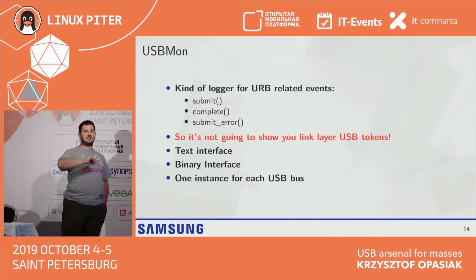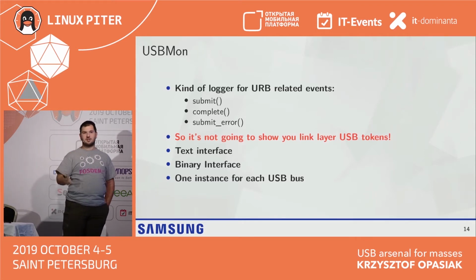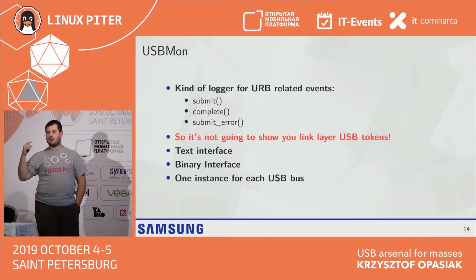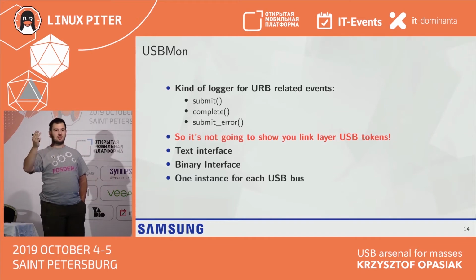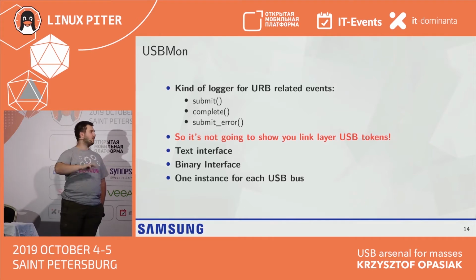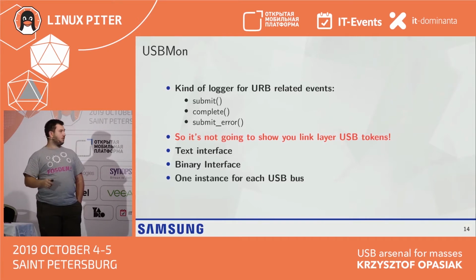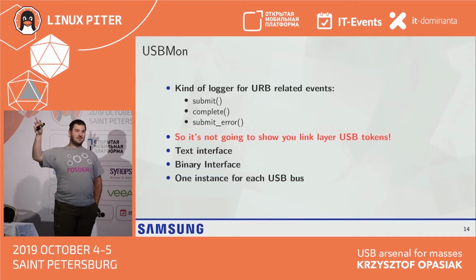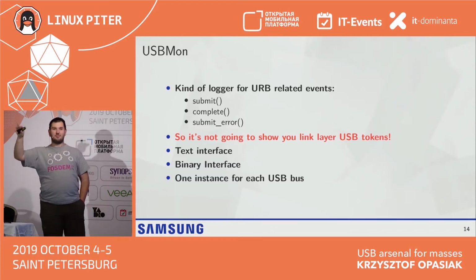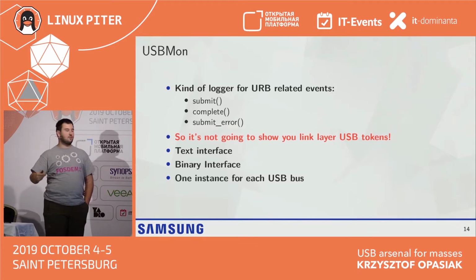So whenever a URB is submitted by any of the drivers, this event is logged to a circular buffer inside the kernel. This means that there may be a user space application that is waiting for those events and simply reads them from the Linux kernel and presents them to the user. There are two interfaces. One of them is binary, and the second one is a text interface. But fortunately, we have an awesome application called Wireshark that can interpret both of those interfaces and present the data to the user in a very user-friendly form.